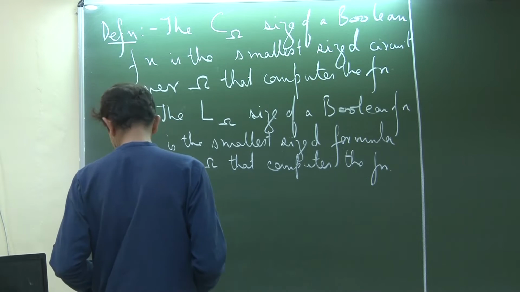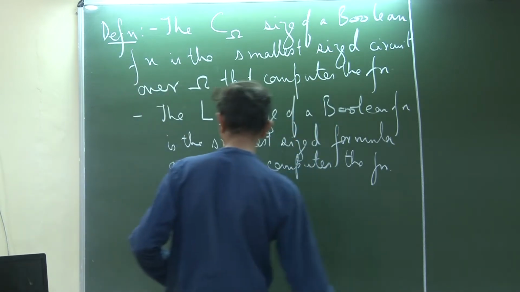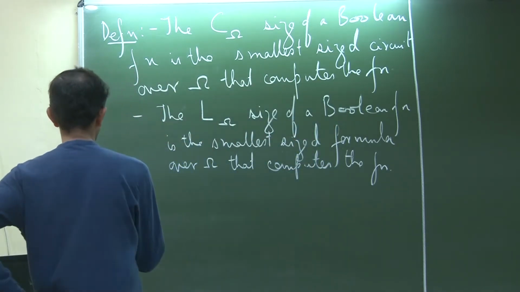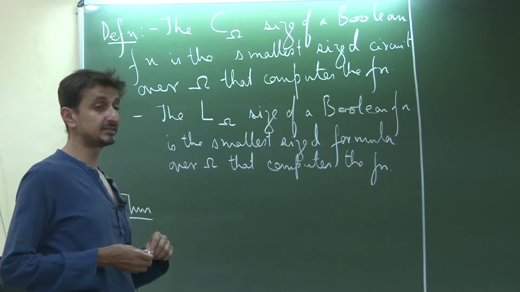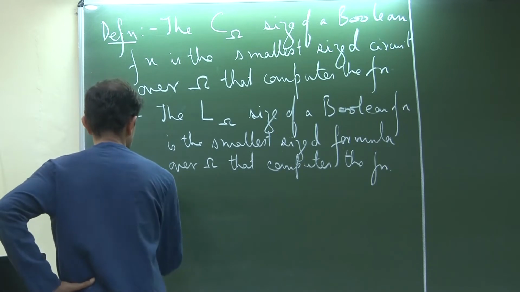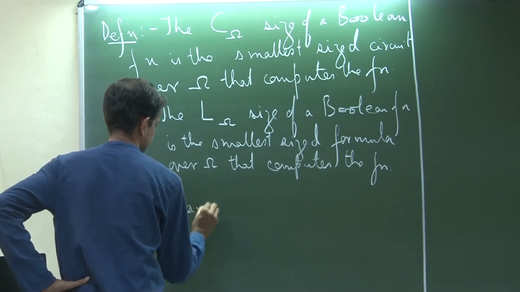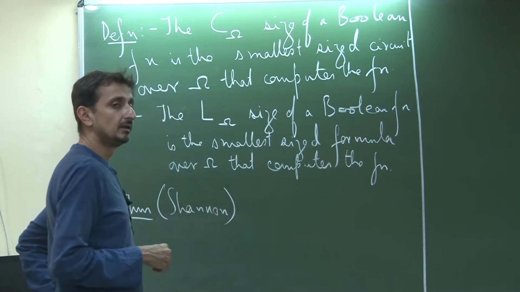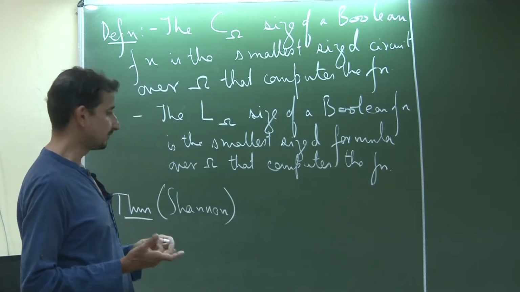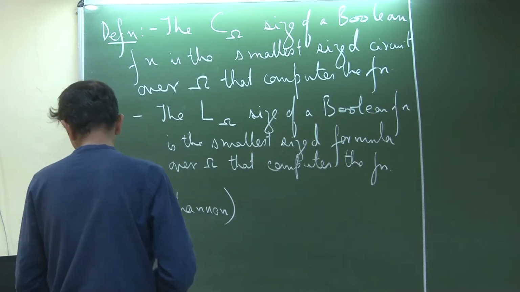So, now let us look at a theorem. The first theorem that we are going to study today was given by Shannon. Shannon has many theorems. This is one of his very famous theorems in circuit complexity.